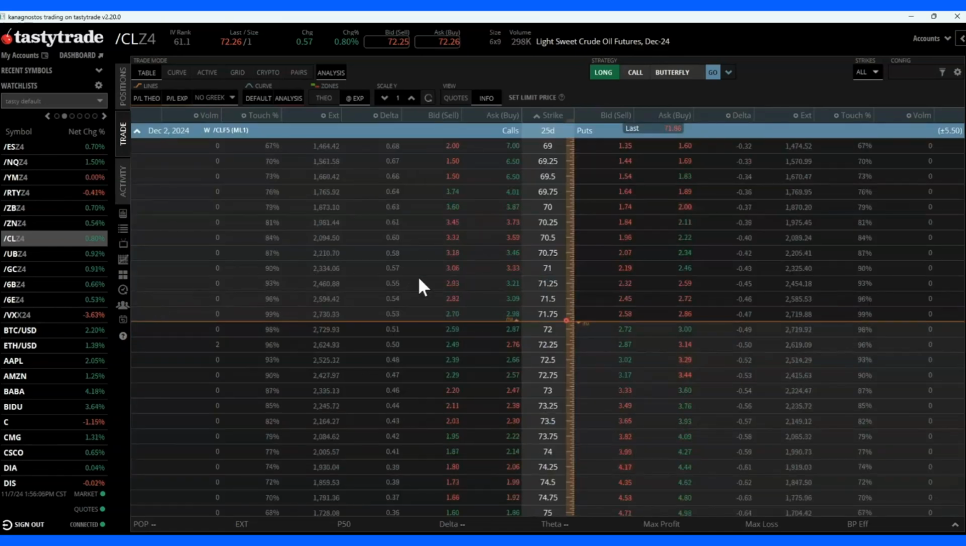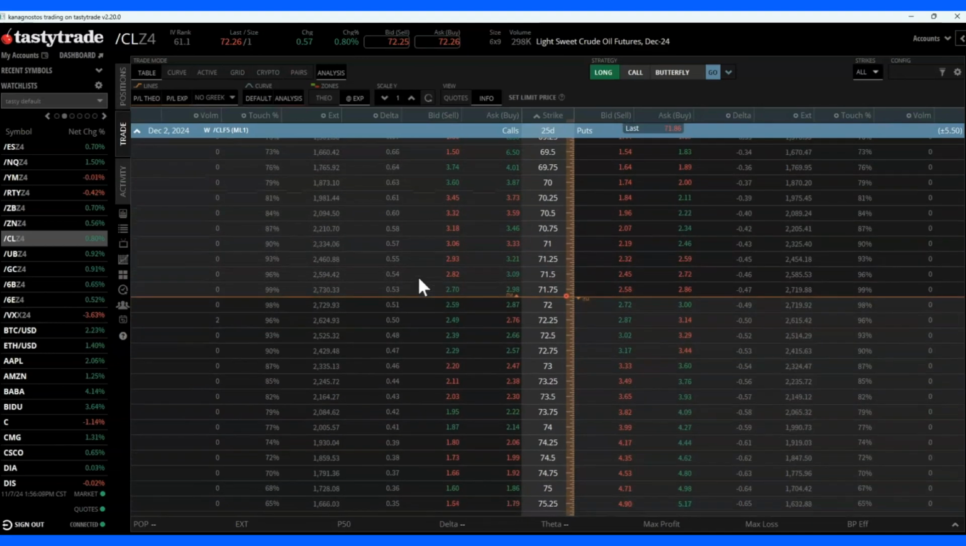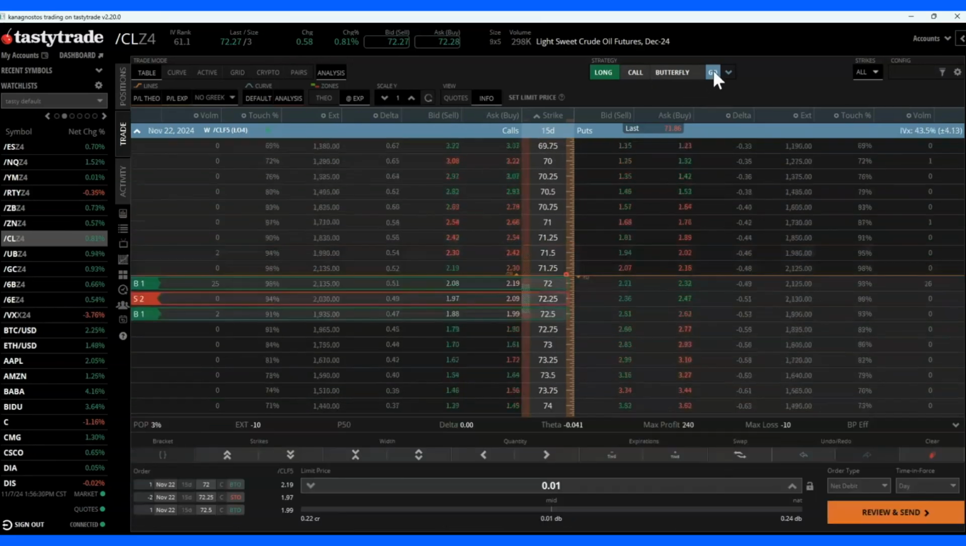Let's open that up, and I'm going to demonstrate a broken wing butterfly, which is similar to a classic butterfly but asymmetrical, in order to achieve no risk to one side or the other. Now in this case, we're going to do the call side so that we can achieve no risk to the downside. Let's use the strategy selector up here to put in a long call butterfly.